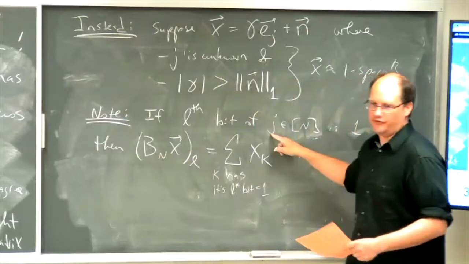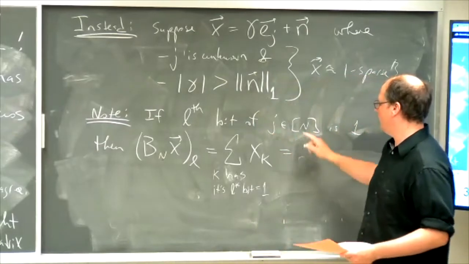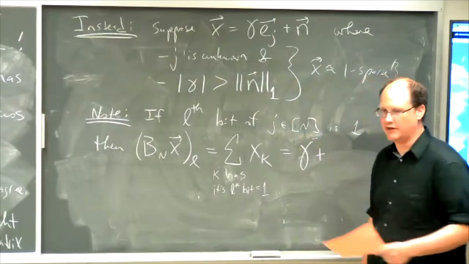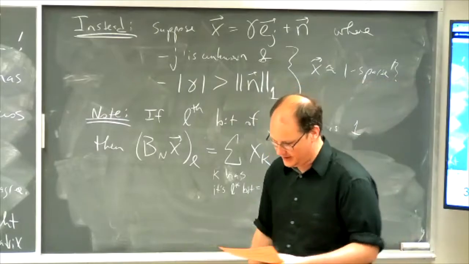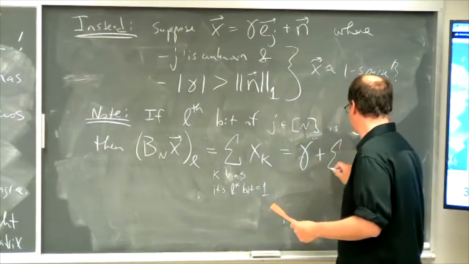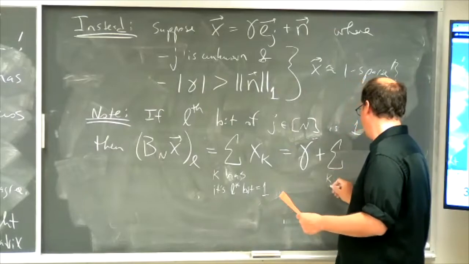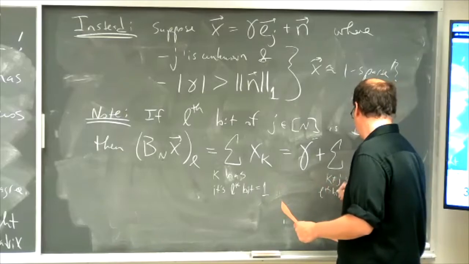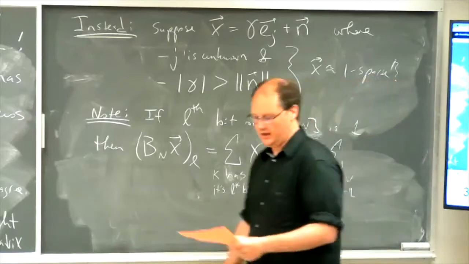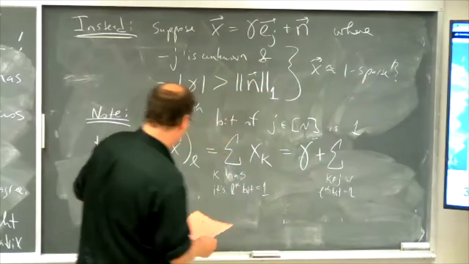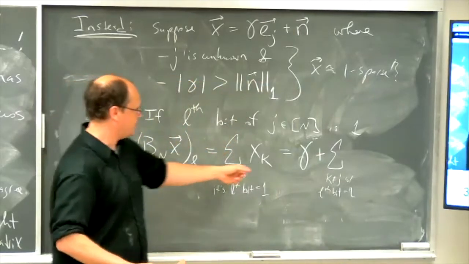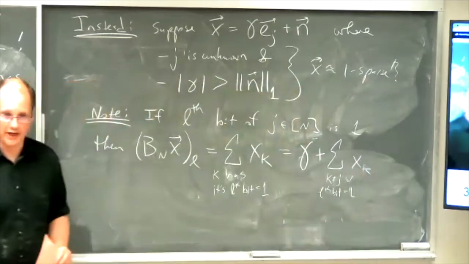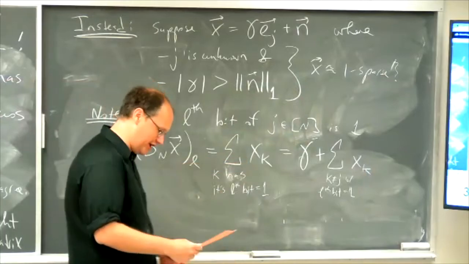So if j's nth bit is equal to 1, then j is going to be in there. It's going to be in this sum. So this is going to be equal to gamma, which is something quite large, plus some other stuff. So plus the sum over k not equal to j with nth bit equal to 1. And this entry should be quite big then, because gamma is quite large compared to all of these other entries of x that we're adding up. So this should be big.